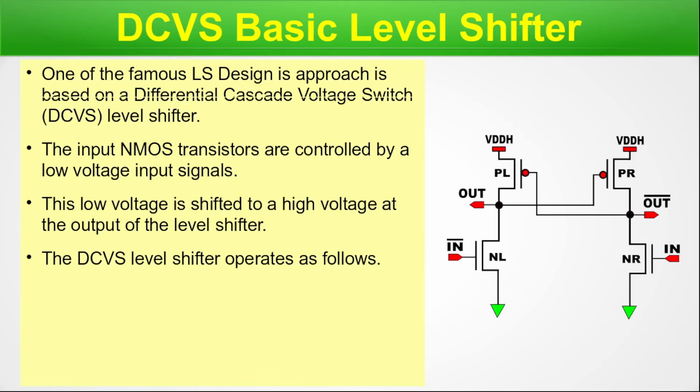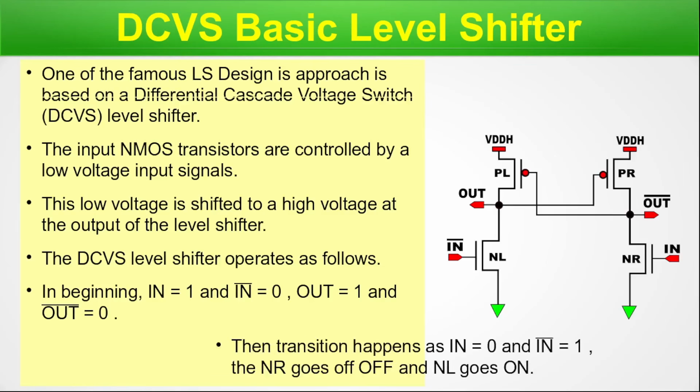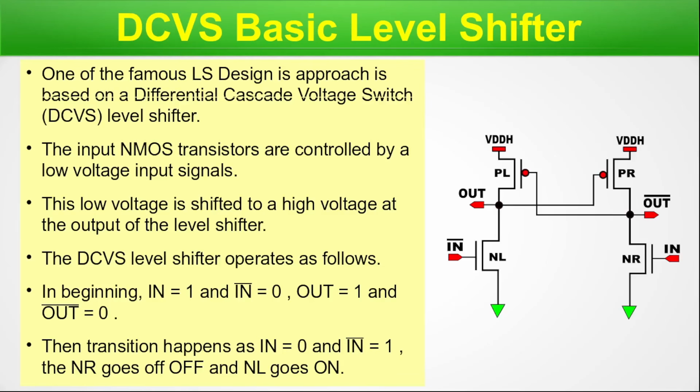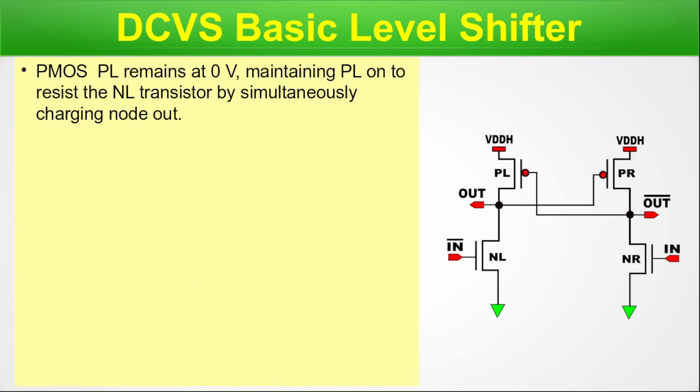The DCVS level shifter operates as follows. In the beginning, in is equal to 1 and in bar is equal to 0, out is equal to 1 and out bar is equal to 0. Then the transition happens as in equal to 0 and in bar is equal to 1. NR goes off and NL goes on. PMOS PL remains at 0 voltage, maintaining PL on to resist the NL transistor by simultaneously charging node out.